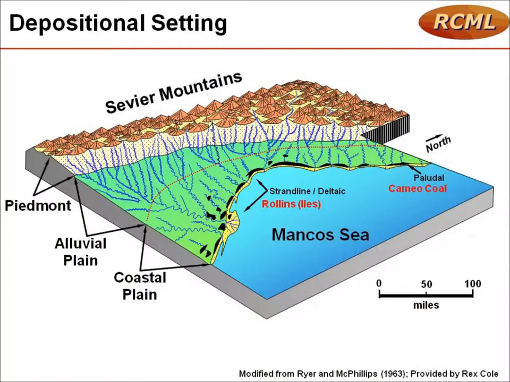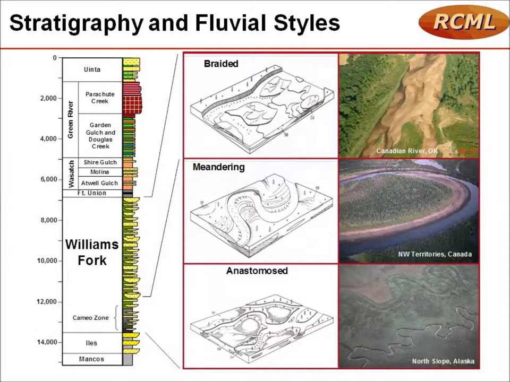So this is one snapshot in time, just a static image. But through time, all these different depositional systems moved, or prograded, from west to east, eventually filling in this Cretaceous interior seaway. And so what we end up with is a stratigraphic succession. So you saw the outcrop. We have this stratigraphic succession. We have the Iles Formation, the Rollins Sandstone would be that shallow marine type of deposit. And then we transition into this Cameo coal zone, and then move upward into these fluvial deposits of the Williams Fork. And then we have the Cretaceous-Tertiary boundary here, the Tertiary age strata above it.